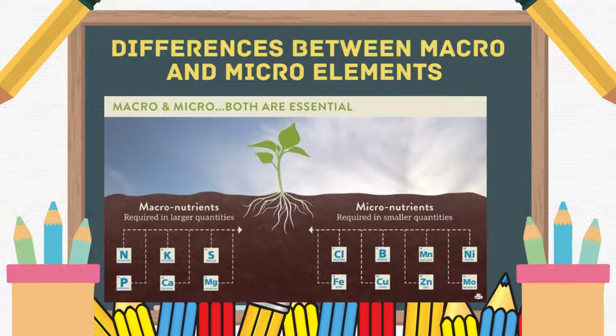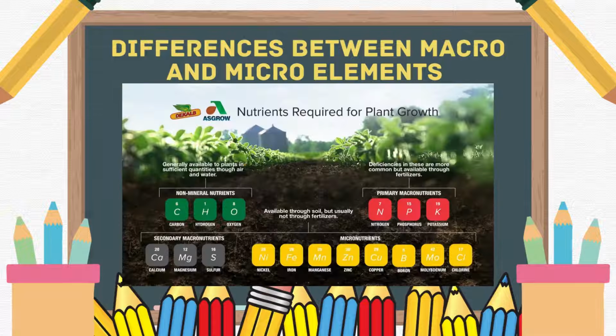Then when it comes to the micro elements, these are elements that plants require in small quantities. They are also called trace elements. Most of them are toxic to plants. Some of these are elements, but we're going to touch on the important ones.